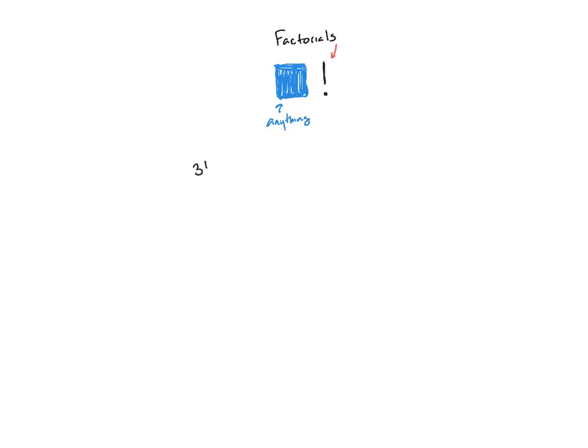We might want to say 3 factorial, or maybe 2 factorial. We might even want to take 20 factorial. So that little exclamation point there means factorial. It's also important that we understand exactly what it means to take a factorial. That is, what does that do?